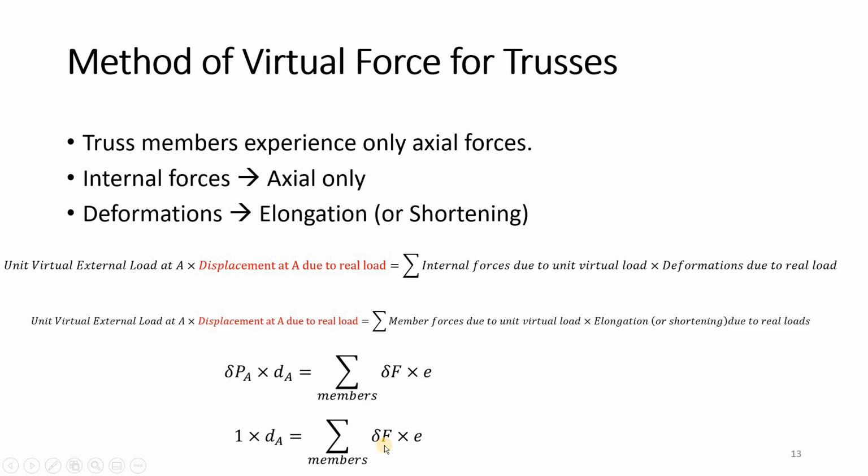So you need to perform the analysis twice. Once subjected to the unit virtual load, you calculate all member forces due to that unit virtual load. Maybe you can list them down in the form of a table. Then, as the next step, you apply the actual or real loads on the truss, which are given, and you again calculate the elongations in the members due to those real loads. So that's it. Thank you very much.